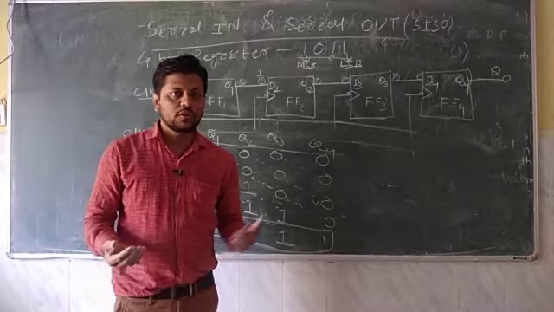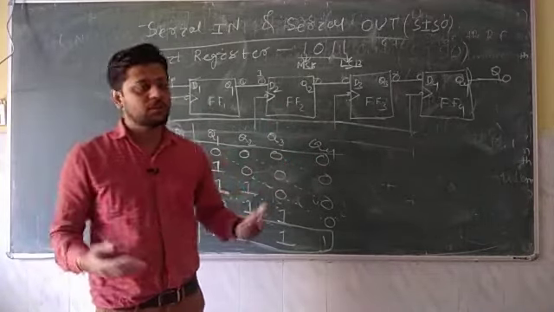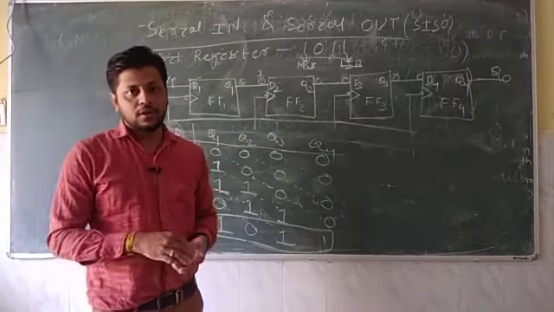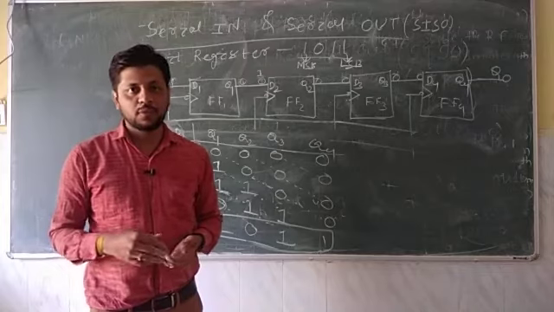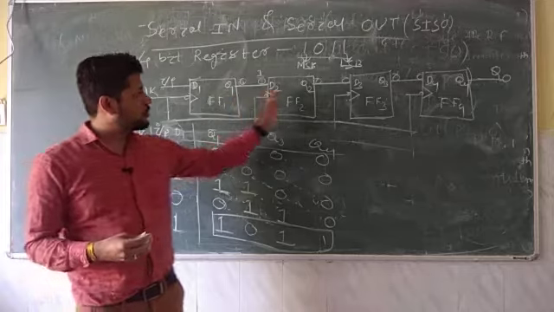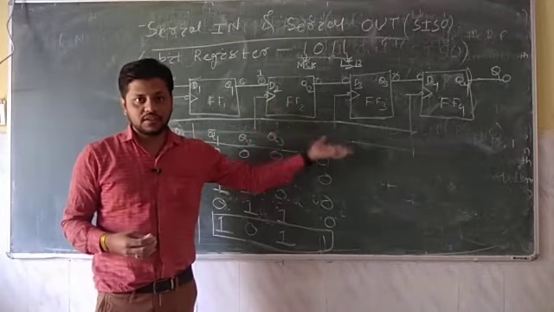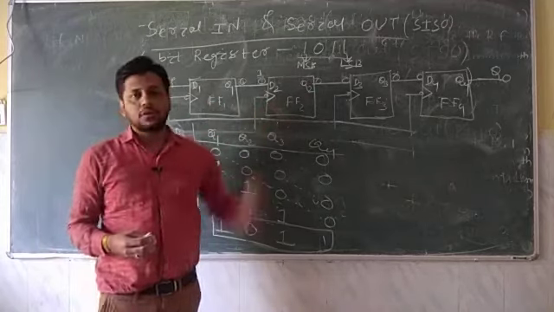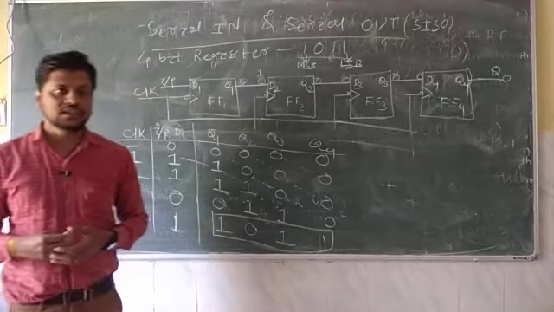In the next class I will discuss extensively, with another example, this serial in serial out register. Then we will discuss other types, that is your parallel in serial out or parallel in parallel out shift register. Here the data is shifted from one register to another register. That's why this is an example of a shift register. That is, data is propagating from one flip flop to another flip flop. That is why this register is also known as a shift register.